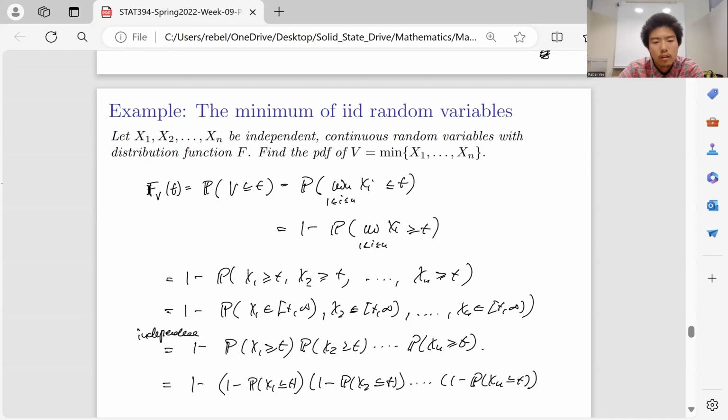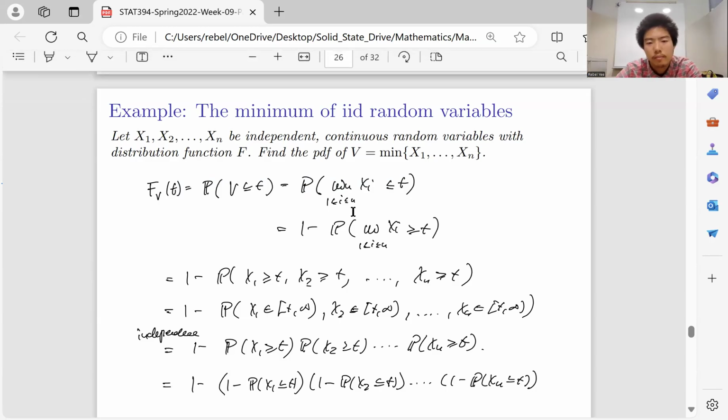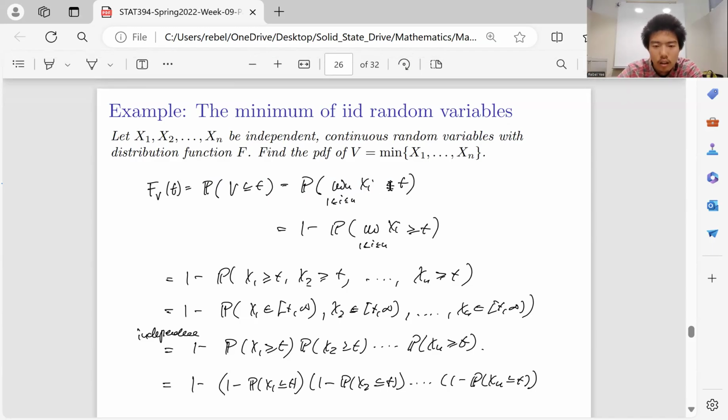So the CDF of V with respect to T is equal to the probability that V is smaller or equal to T. And this is for all of the Xi, where i is from 1 to n, Xi is smaller or equal to T. So that's the minimum. And this one can be represented as for all of the Xi larger or equal to T, and 1 minus it, right?